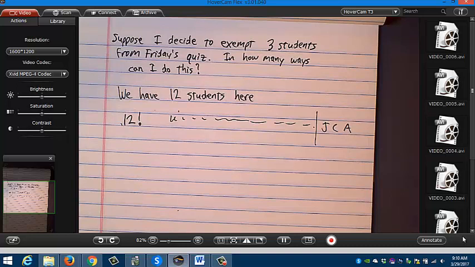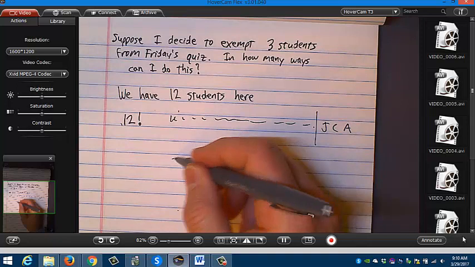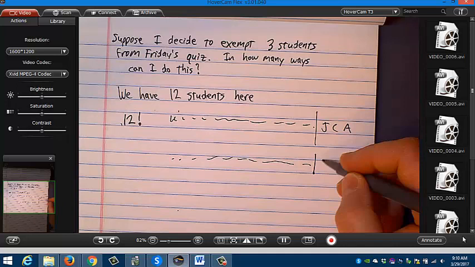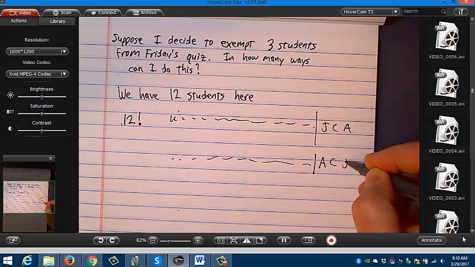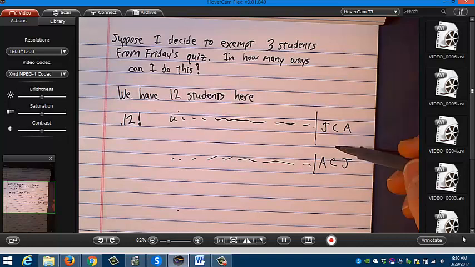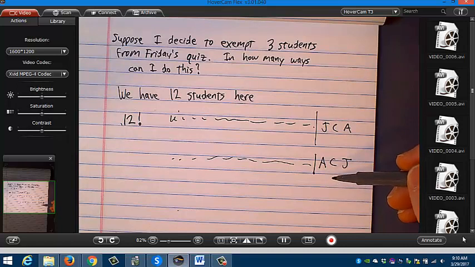And the reason is, let's see if this makes sense to you. If I have all these people like this, and suppose at the end the last 3 were these 3, A, C, J. Suppose that were true. I would still pick the same people to be exempt. Does that make sense to you guys? And actually, we already computed how many different ways I could arrange the last 3. Yeah, because that's 3 factorial. You guys with me on that?